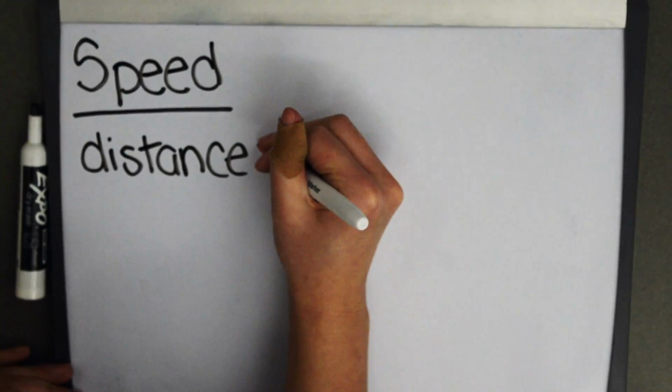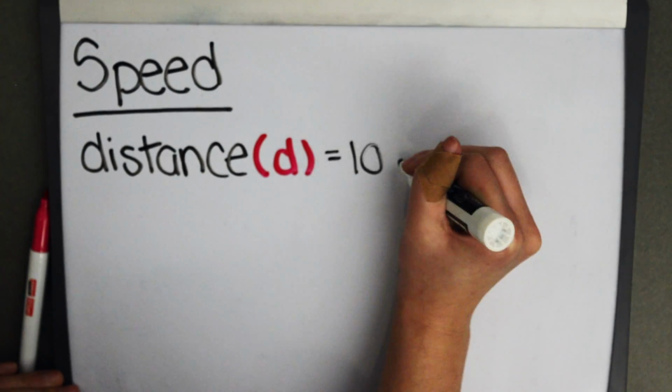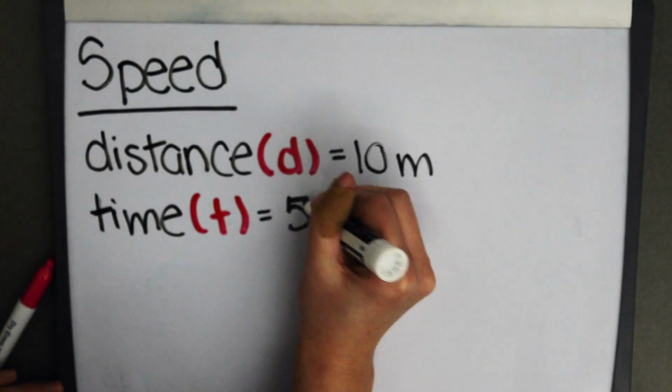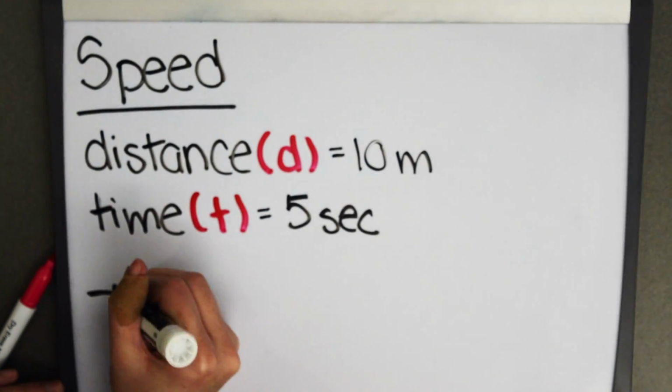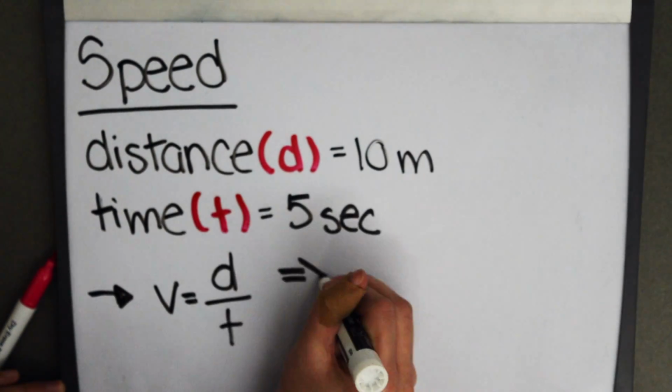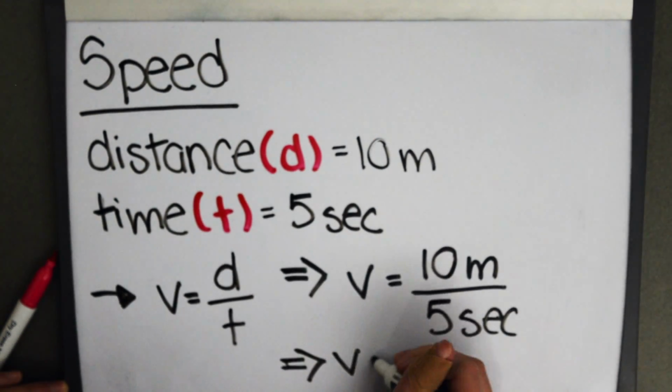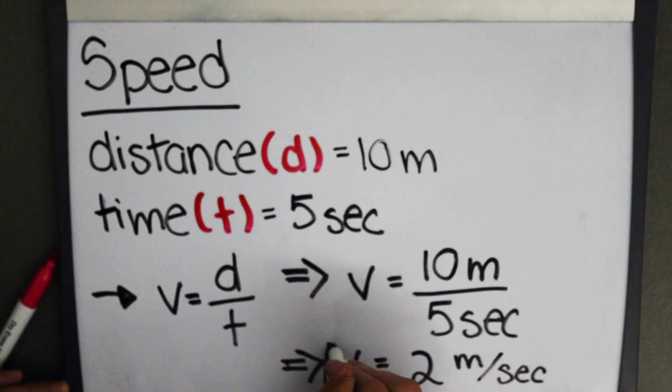In order to calculate the speed of person A, we need to find the distance traveled and the time it took for person A to travel that distance. The distance traveled was 10 meters, and it took the person 5 seconds to travel that distance. Therefore, 10 meters divided by 5 seconds gives us 2 meters per second.